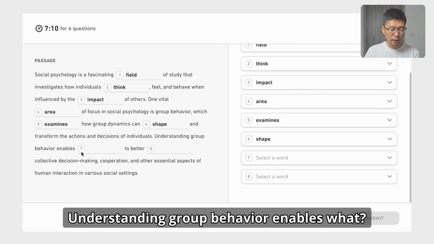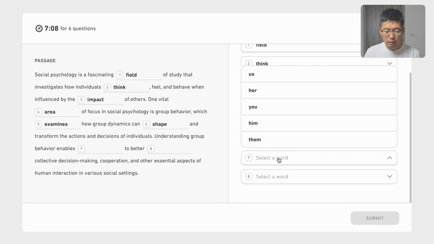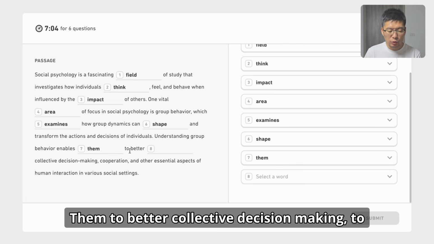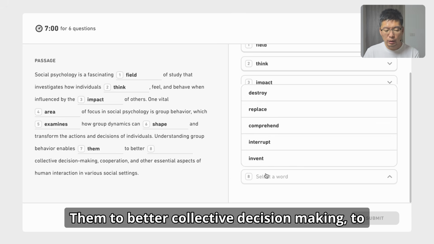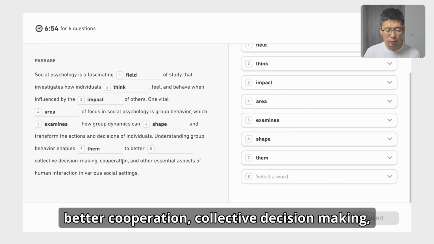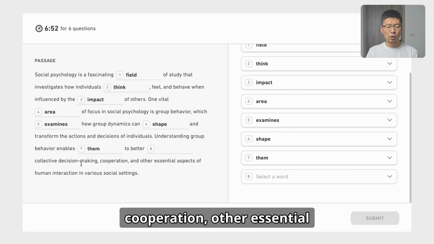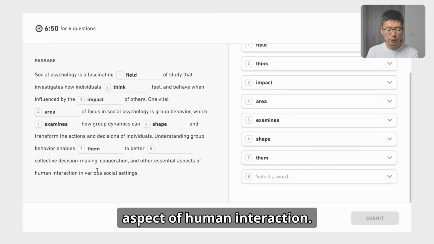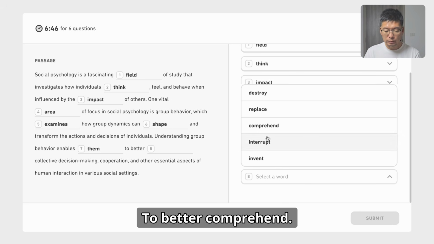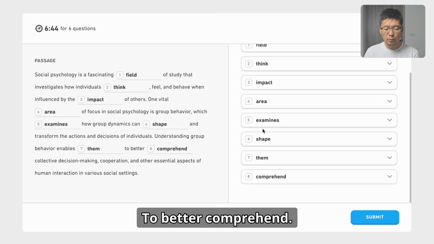Understanding group behavior enables them to better collective decision making, cooperation, and other essential aspects of human interaction, to better comprehend.